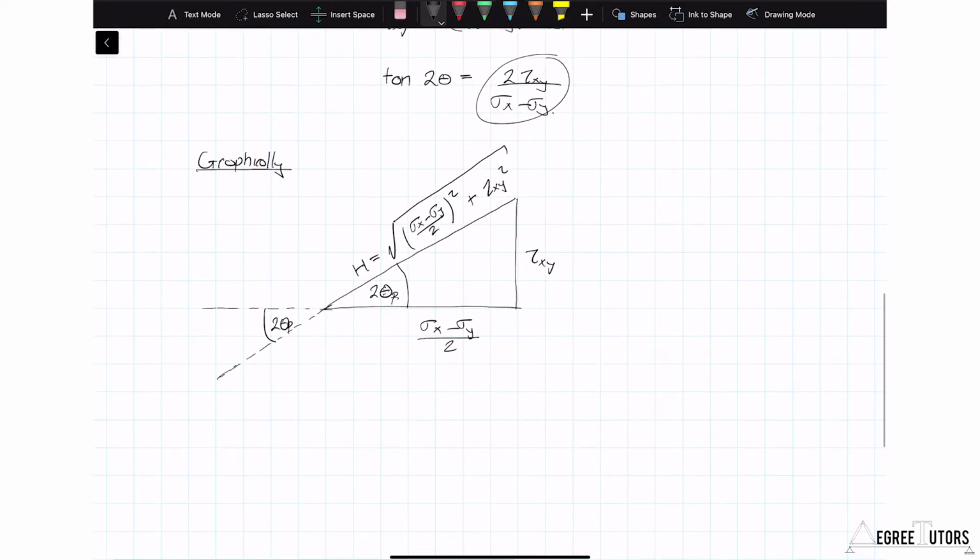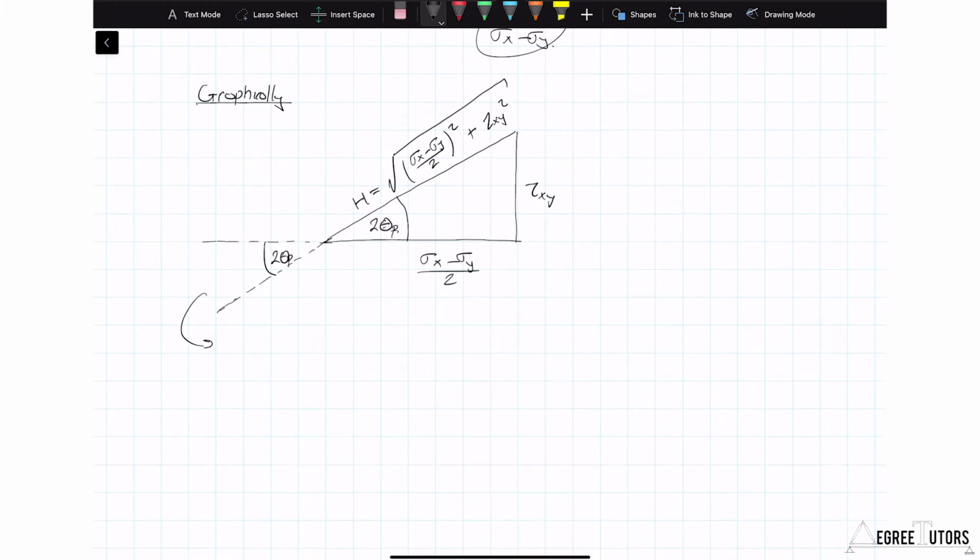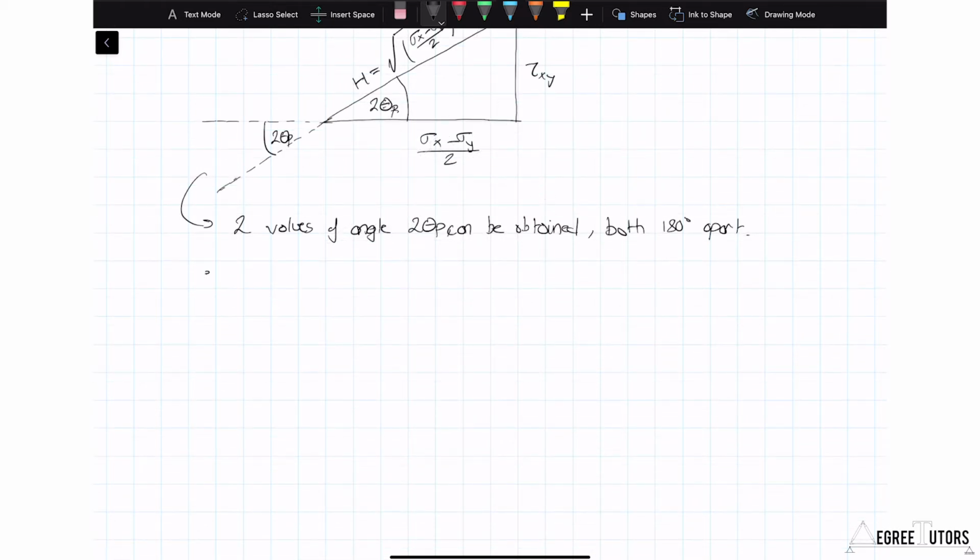So let me just make a note down here to say we actually have two values of the angle 2 theta p that can be obtained, and they're both 180 degrees apart. All right then, so what does that actually mean? Well, that means there are two angles. The angle theta p has two values, 90 degrees apart, just dividing across by 2. And these two angles are my principal angles.